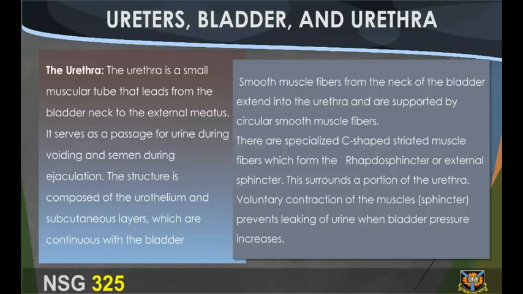Smooth muscle fibers from the neck of the bladder extend into the urethra and are supported by circular smooth muscle fibers. There are specialized C-shaped striated muscle fibers which form the rhabdosphincter or external sphincter. This surrounds a portion of the urethra. Voluntary contraction of the sphincter prevents leaking of urine when bladder pressure increases.